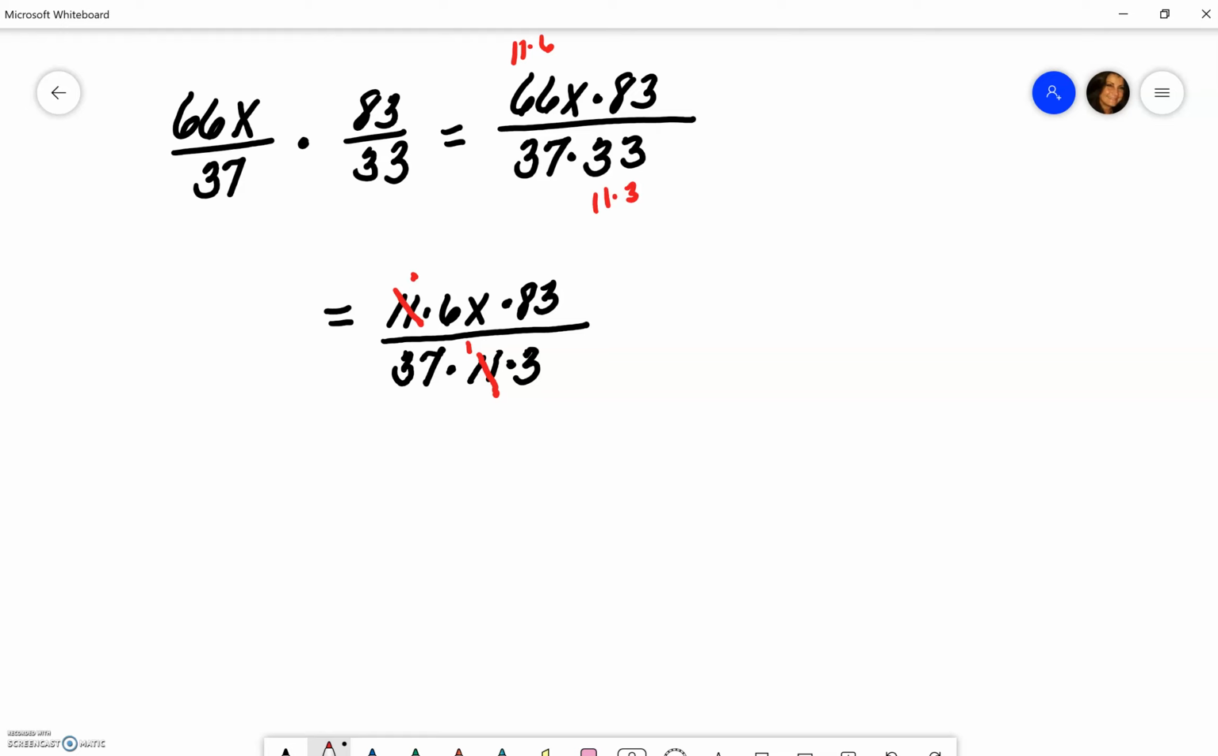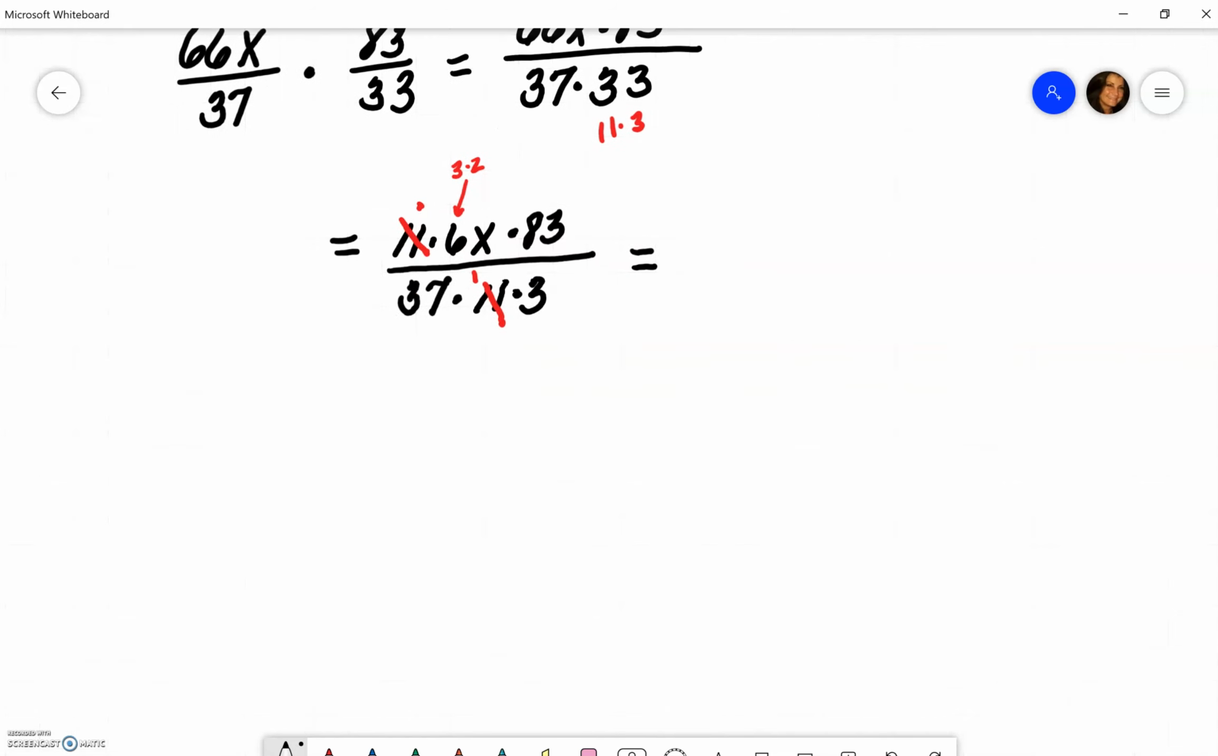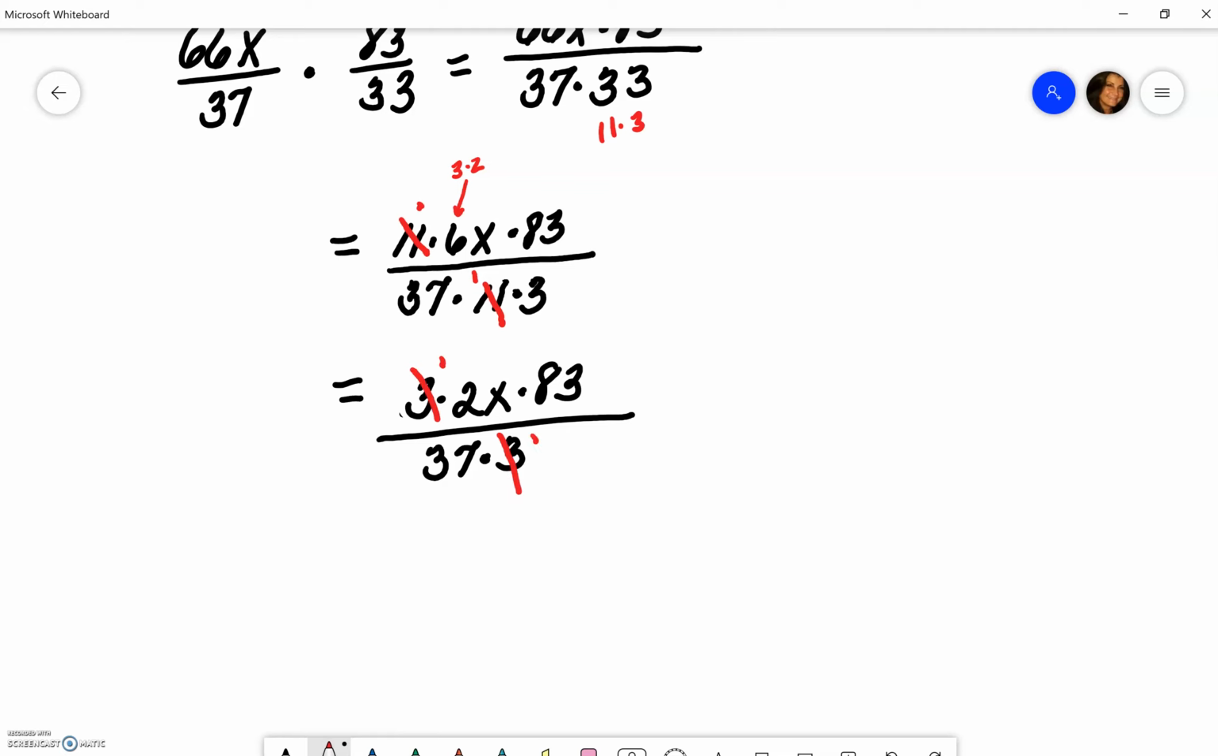When I rewrite this, I need to make note that I can get a 3 out of the 6. That's 3 times 2, and then the 3's will cancel out. So if I rewrite that, the 11's are gone now, so we don't need to include that. The 6, I'm going to express as 3 times 2x times 83, all over 37 times 3. Now we have these 3's that divide out to 1. And if I look at the bottom and the top, I'm not going to get a 37 out of the top. So it looks like we're done with simplifying.